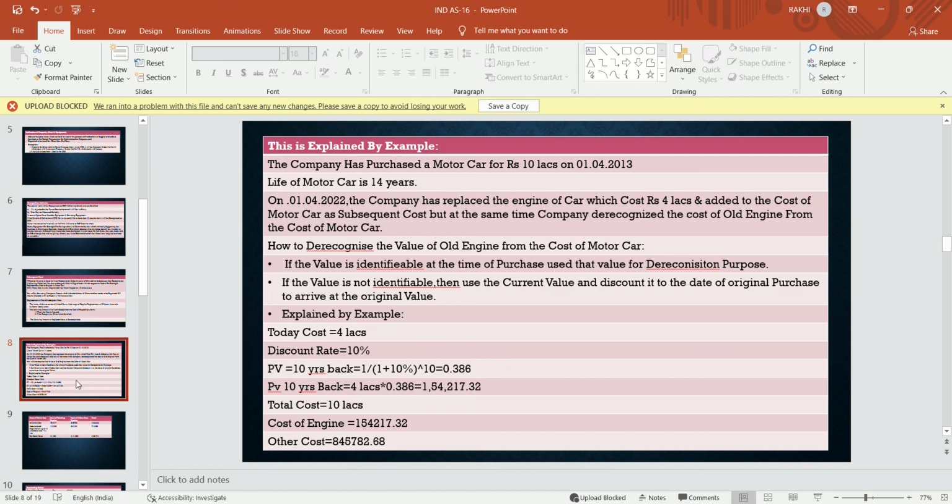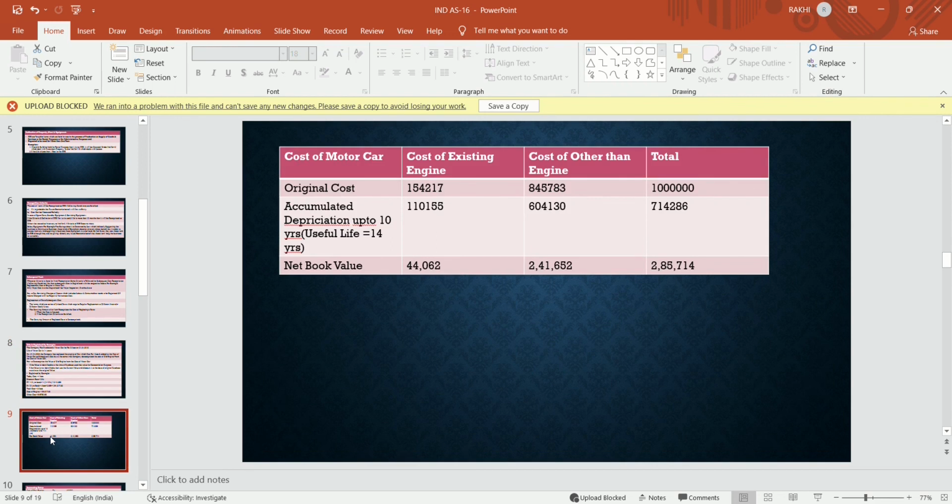From the total cost of that motor car, 10 lakhs is the total cost of the car, we will deduct the cost of the engine to get the cost other than the engine, that is 8,45,782. So the original cost of the existing engine is 1,54,217, which we derive by using the discounting factor. The cost other than the engine is 8,45,783, which we get by deducting the cost of the engine, 1,54,000, from 10 lakhs.